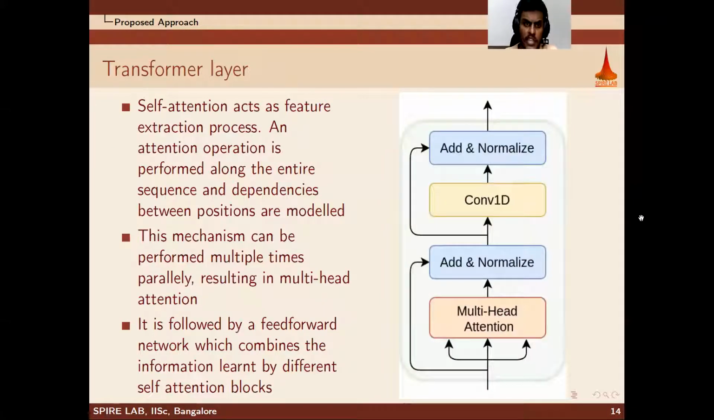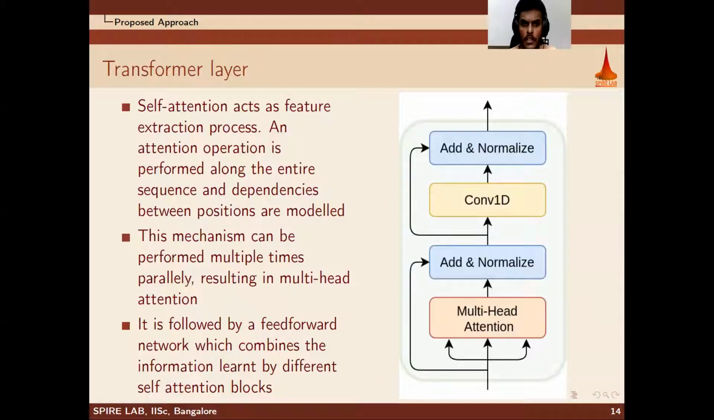Self-attention acts as a feature extraction process. An attention operation is performed along the entire sequence, and dependencies between different positions in the sequence are modeled. Now, this mechanism can be performed multiple times in parallel, resulting in multi-head attention. And it is followed by a feed-forward network, which combines the information learned by different self-attention blocks.